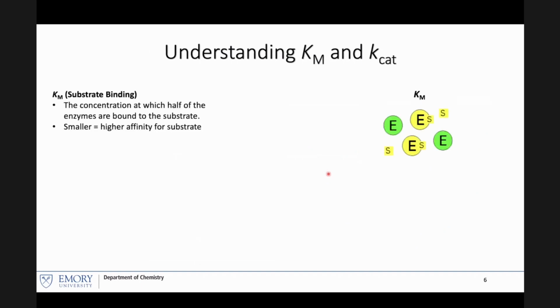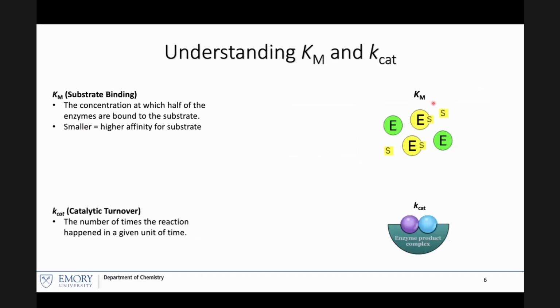So again, Km is substrate binding. This is the concentration at which half of your enzyme binding sites are bound with substrate. So the smaller that number, the higher your affinity. And then for Kcat, this is going to be catalytic turnover. This is the number of times that the reaction happened in a given unit of time.